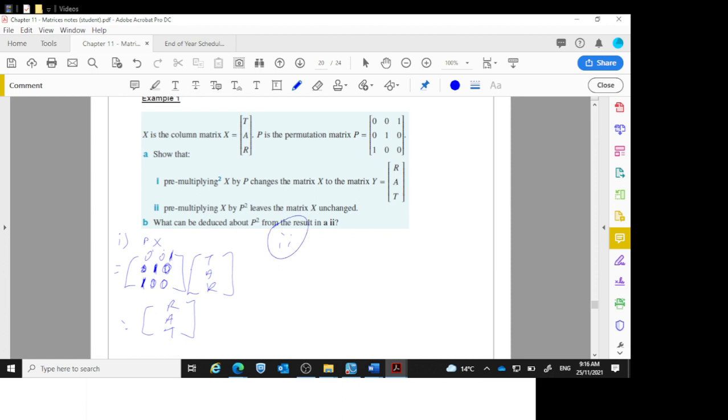Part 2, pre-multiplying X by P squared leaves the matrix X unchanged. So we need to square the P. All we'll do on our calculators is put a squared there. When we square the P, we're going to get P squared times X, and I say pre, so before it. P squared is going to be 1, 0, 0, 0, 1, 0, 1, 0, 1, 0, 0. Square it times the TAR. What this gives us when we work it out is TAR again.